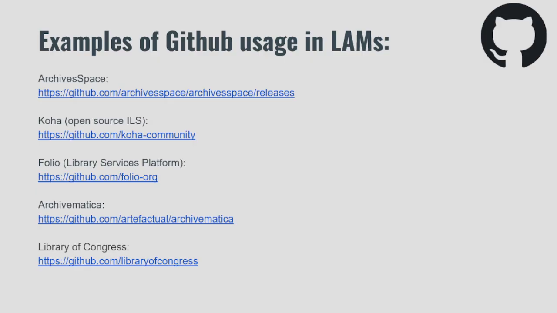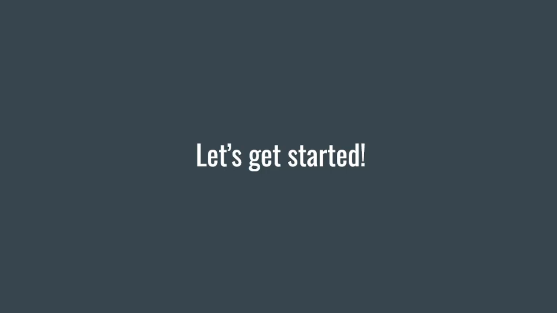There's FOLIO, which is a modular open source library services platform built by a community of libraries, vendors, and developers. It also uses GitHub to organize its modules, microservices, and APIs. And then there's Archivematica and also the Library of Congress, which I'll show you later when I clone one of its data sets. So let's get started.